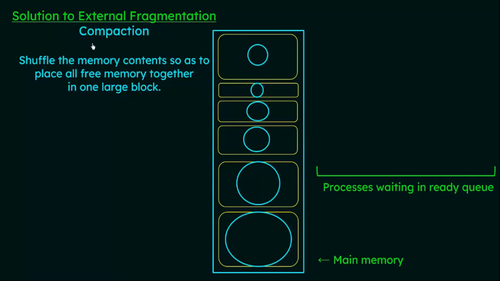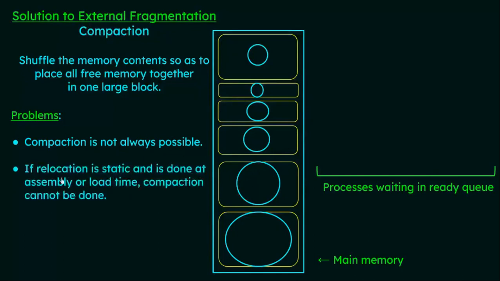So this is one solution that we have for external fragmentation. But this also has some problems associated with it. So let's see what they are. The problems are, number one, compaction is not always possible. We may think that, okay, whenever external fragmentation is there, we can just shuffle it and bring all the free blocks together and merge them and make use of them. But this is not always possible.